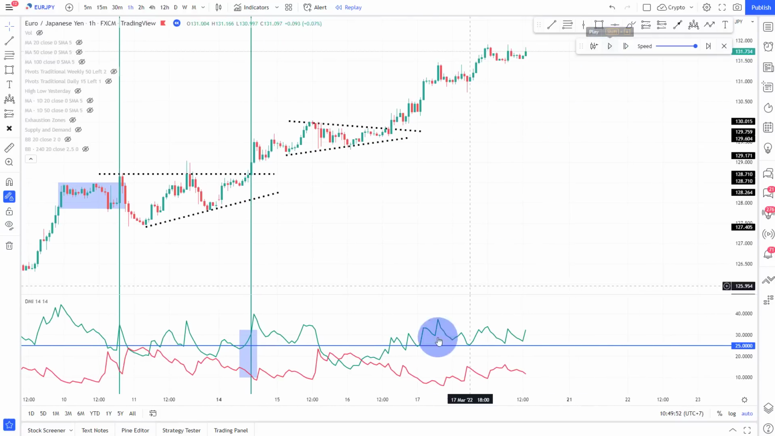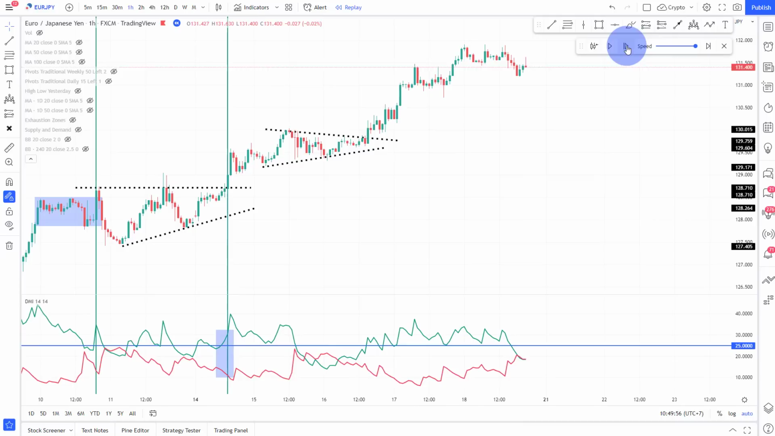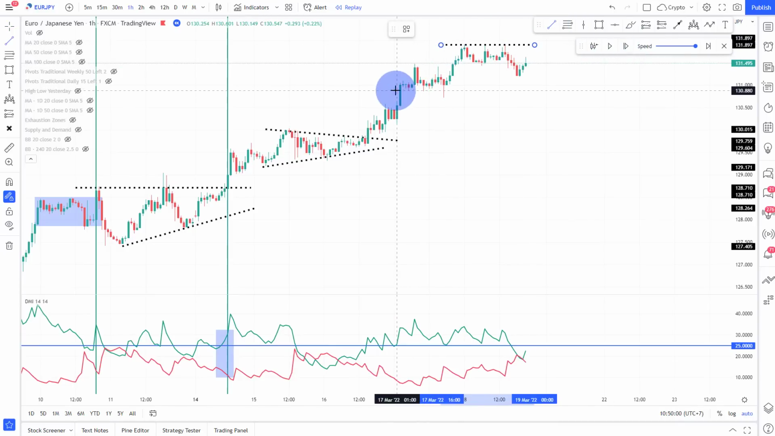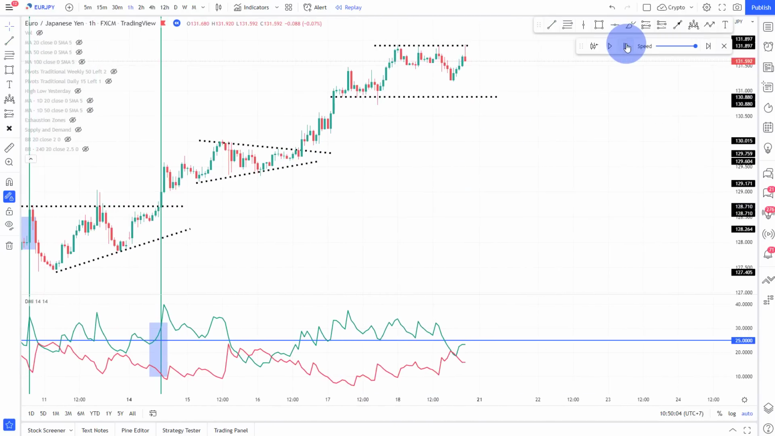The market keeps going higher. The DI plus is well above the DI minus. Everything looks all right. And here we have another retracement. And especially if those retracements and sideways phases come with a very nice pattern, that makes for an even better one.